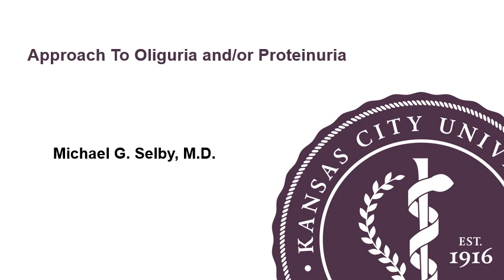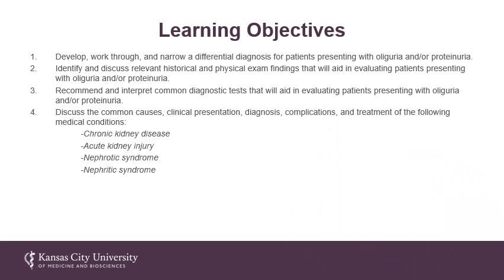This is Dr. Selby. We're going to be talking about an approach to patients with oliguria and/or proteinuria. This is a learning objective. You can see as far as diseases we're going to specifically talk about, we're going to talk about chronic kidney disease, acute kidney injury, nephrotic syndrome, and nephritic syndrome.